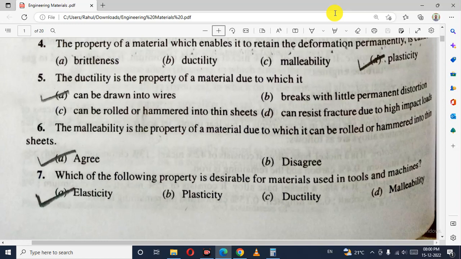Malleability is a property of a material due to which it can be rolled or hammered into thin sheets. Agree. Which of the following properties is desirable for a material used in tools and machining? Elasticity. Plasticity.